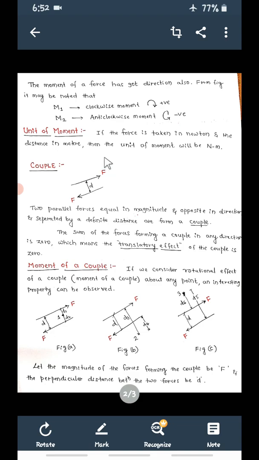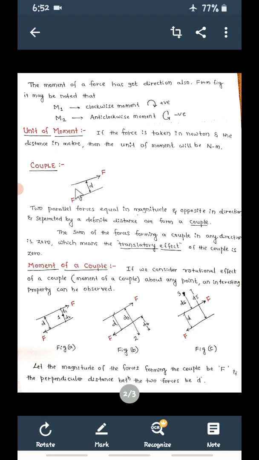Next, let us move on to the next term, that is couple. You are already aware of this term. So what do you mean by couple? Now see the sketch. There are two forces of the same magnitude. This is F, this is also F. But the interesting thing is that these two forces are parallel to each other and opposite in direction.